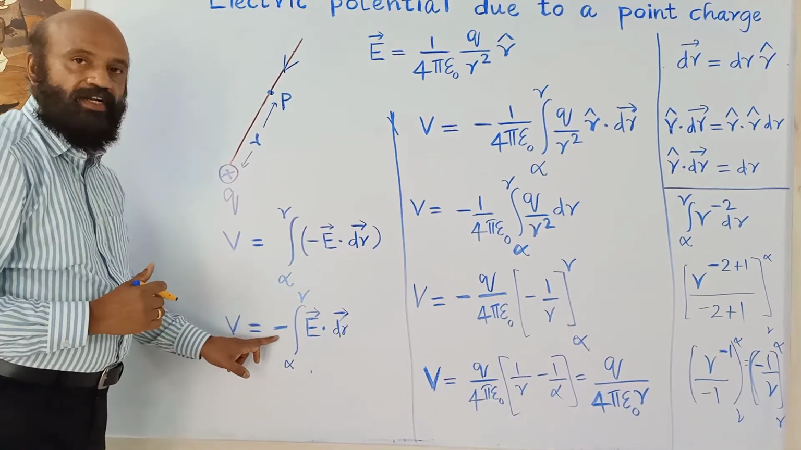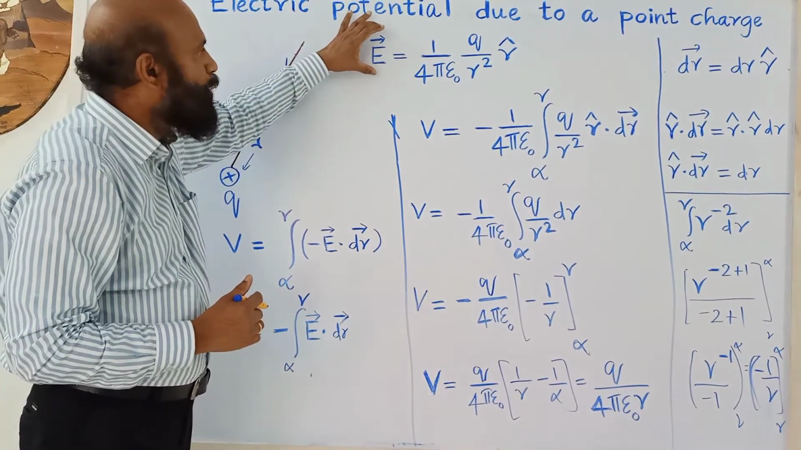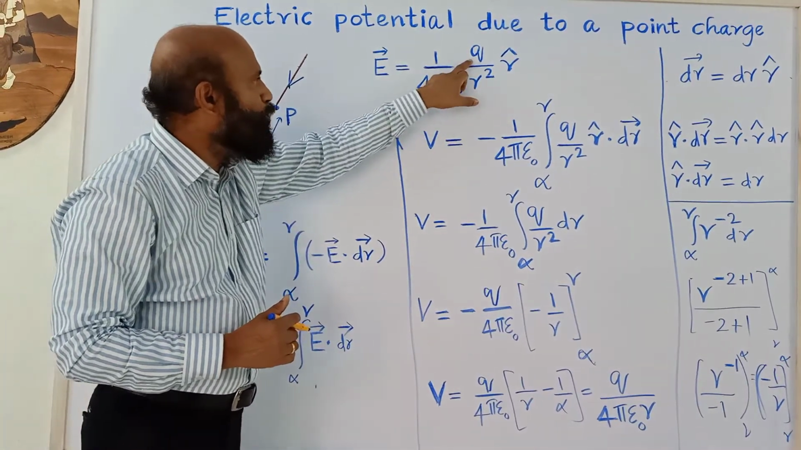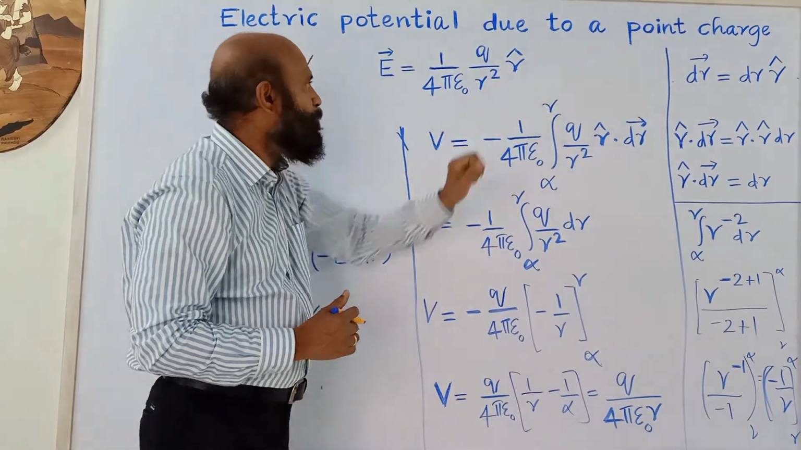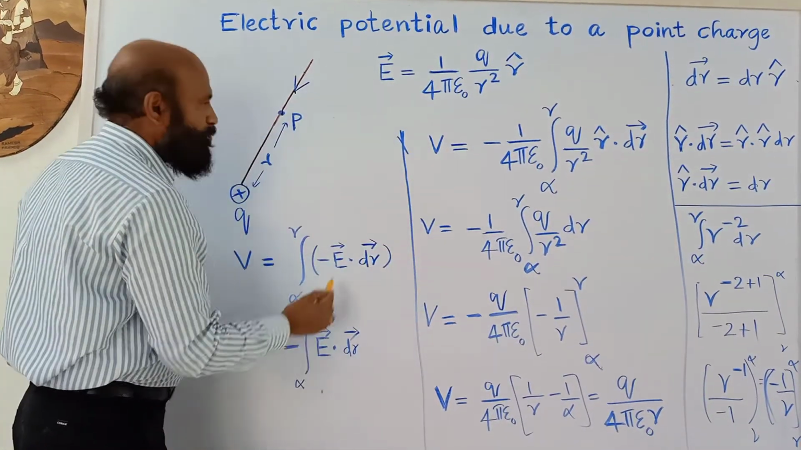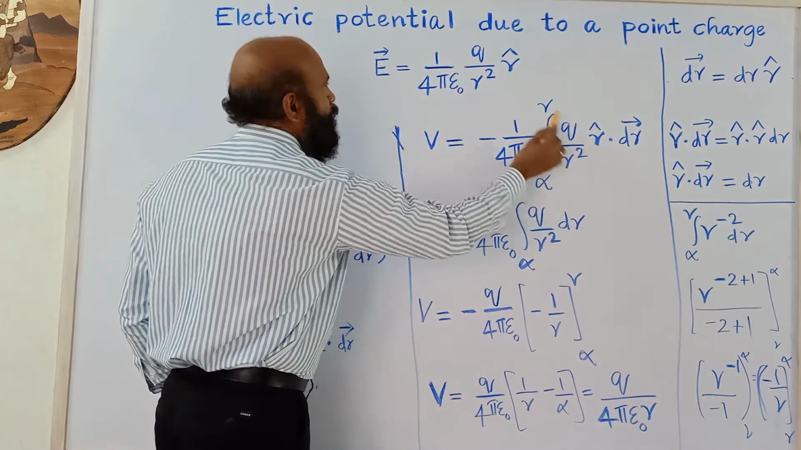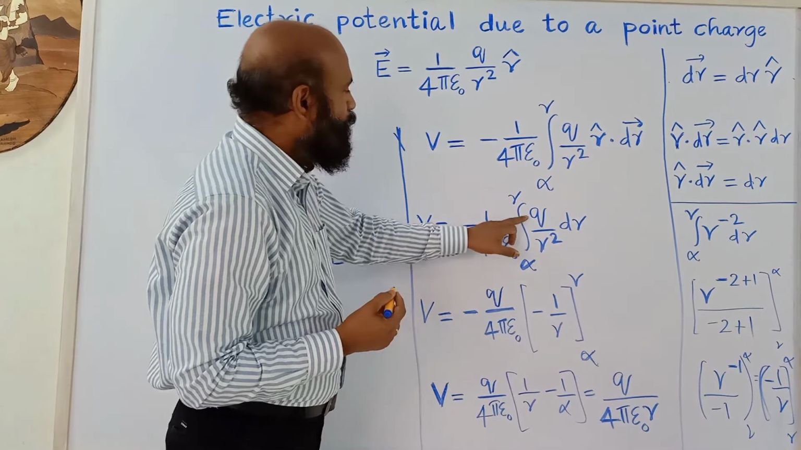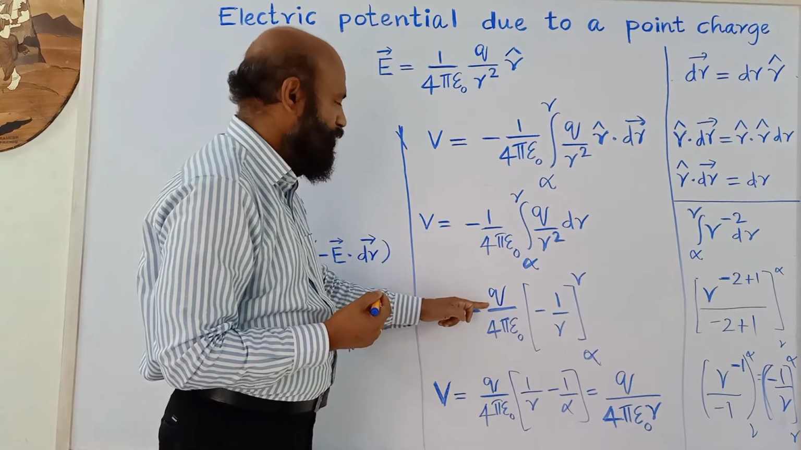This negative sign can be taken outside. Then intensity, you know, is the force experienced by unit positive charge. So the expression for intensity is 1 by 4 pi epsilon 0 q by r square r cap. Intensity is a vector quantity, its direction is given by r cap. Now for this E, you substitute this. When you substitute, you will get like this for E, 1 by 4 pi epsilon 0 q by r square r cap, then this dot dr vector. Now this q by r square. Then q you can take it outside.